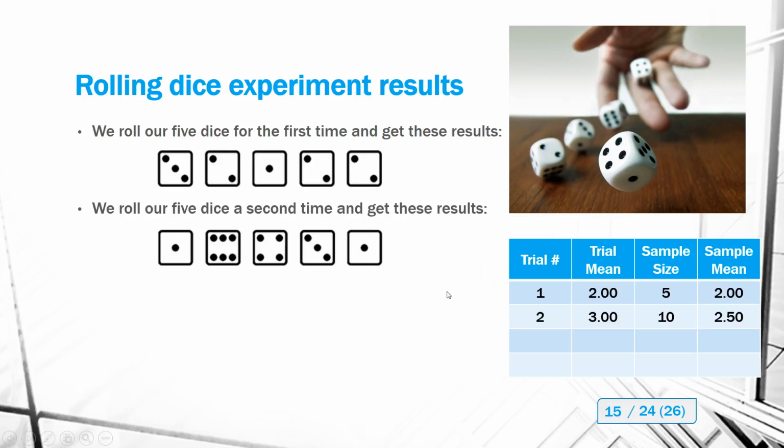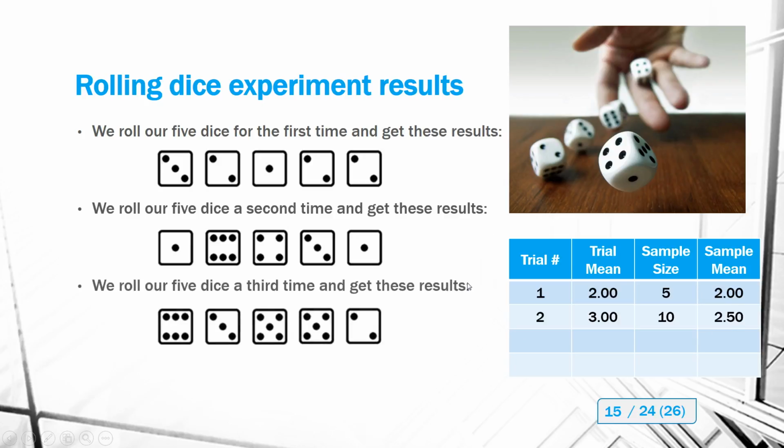So when we do that, we get a sample mean of 2.5. Oh, look, now we're moving closer to that 3.5 value that we're expecting to get. Let's roll the dice a third time. So now we get these 5 results out. Update our table as appropriate. And we can see that the trial mean could be all over the place. Okay, but the sample mean is inching closer and closer to that 3.5 value that we're looking for.